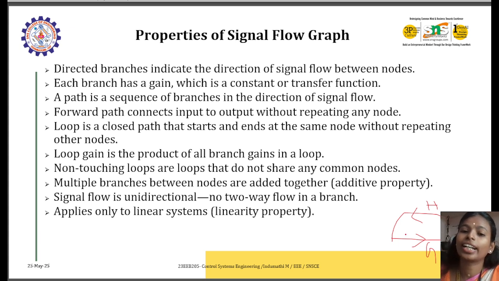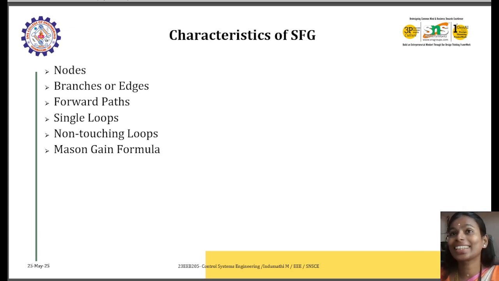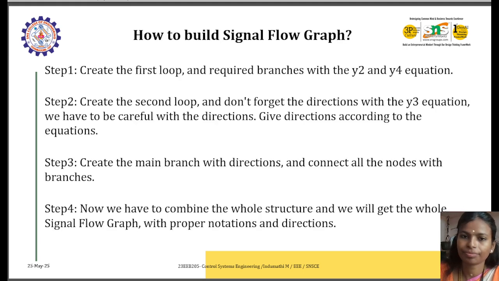And we have non-touching loops, and there will also be loops which are overlapping. So these are the things we should note. The characteristics of a signal flow graph are nodes, branches or edges, forward paths, individual loops, and non-touching loops. And the next important thing to calculate the transfer function is Mason's gain formula.